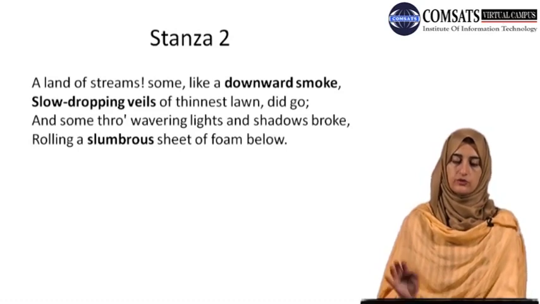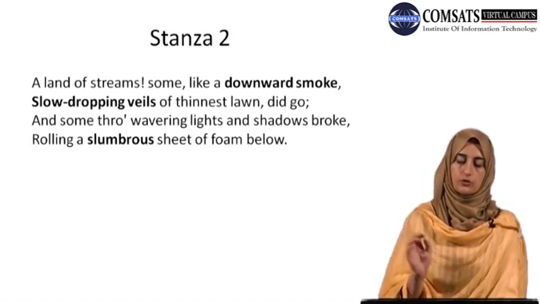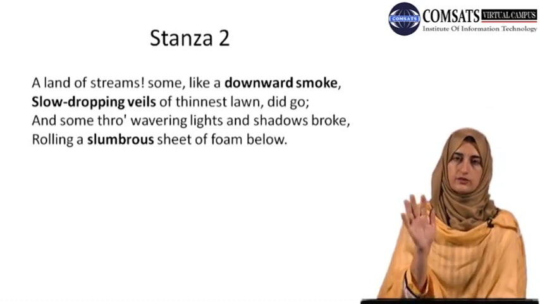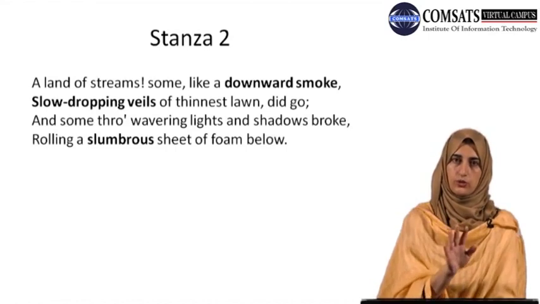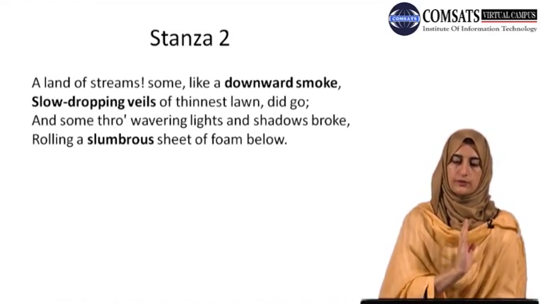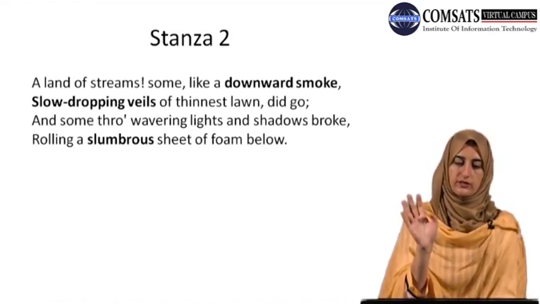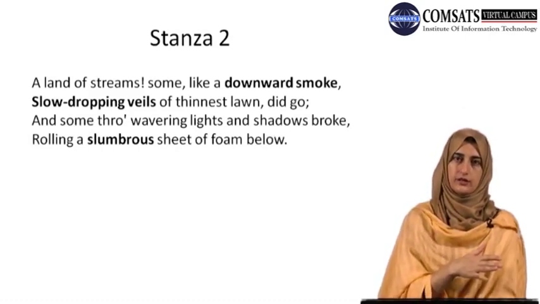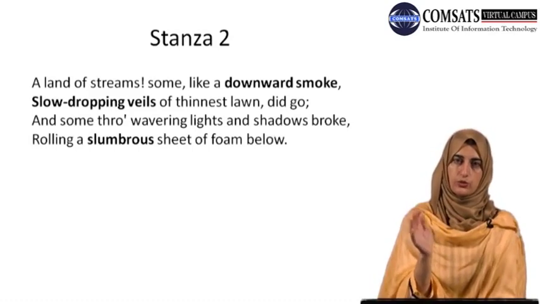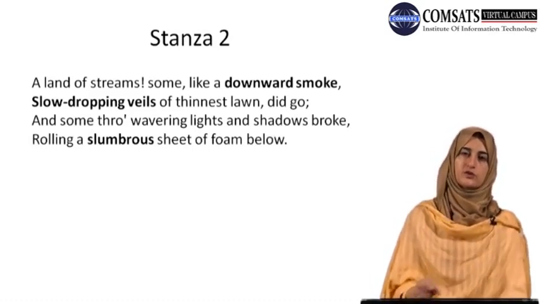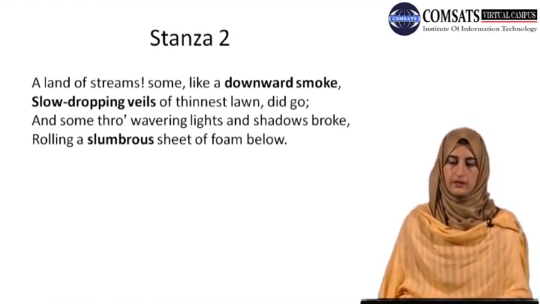He says some streams are so thin, so clear, that they are like slow dropping veils of thinnest cloth of lawn. They are so clear that you can see through them. But he says, how are they moving? He says they're moving like slow dropping veils, like a veil which is slowly dropping, which is slowly falling, the cloth which is slowly falling did go.